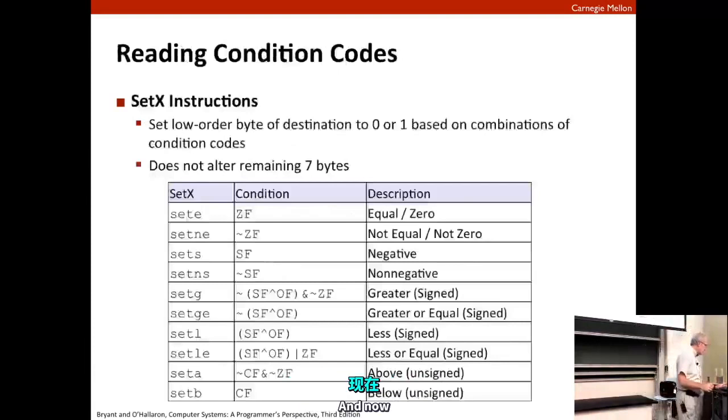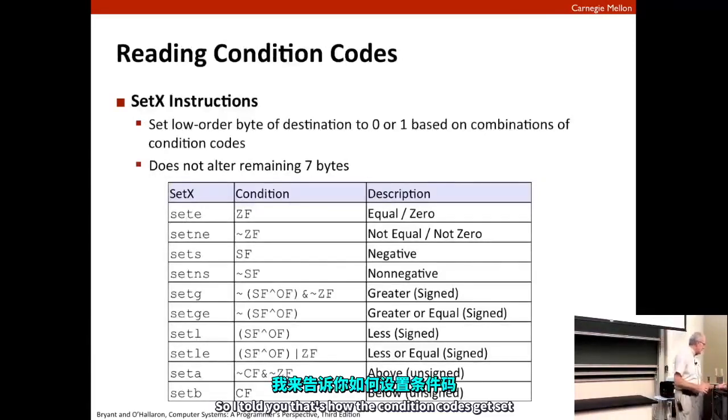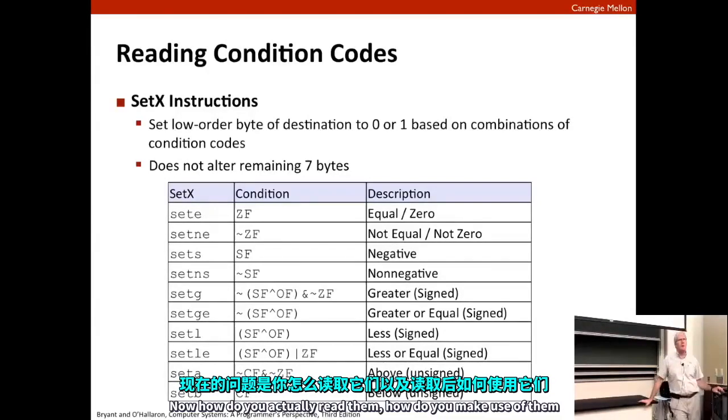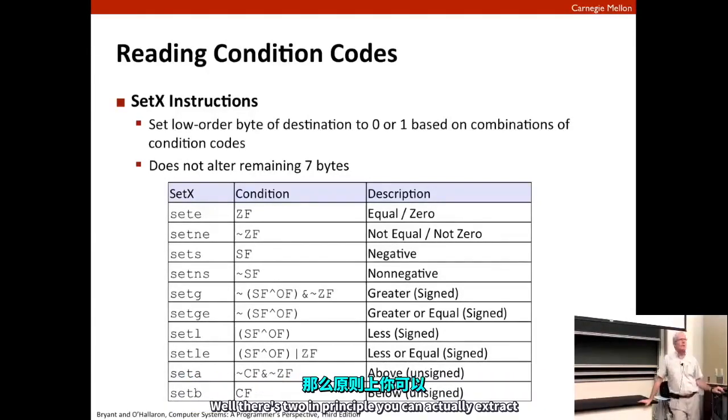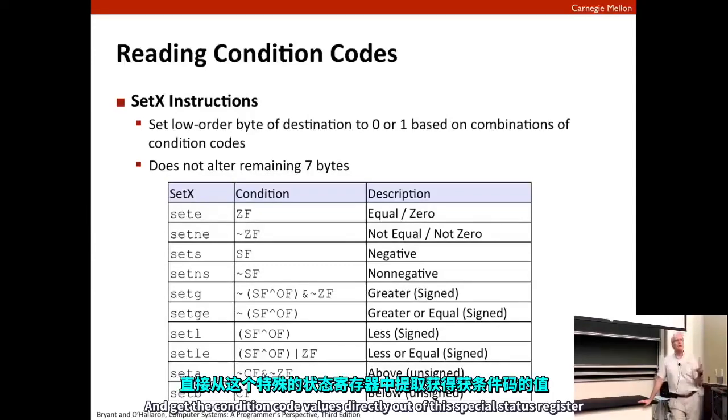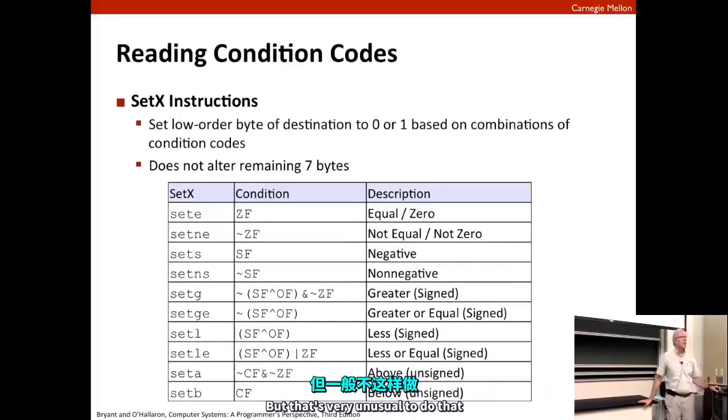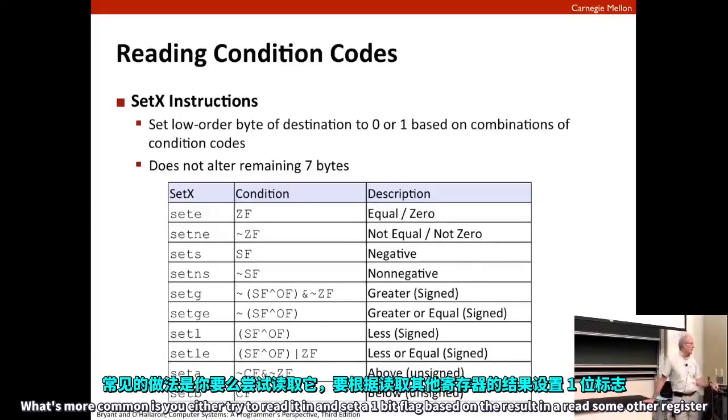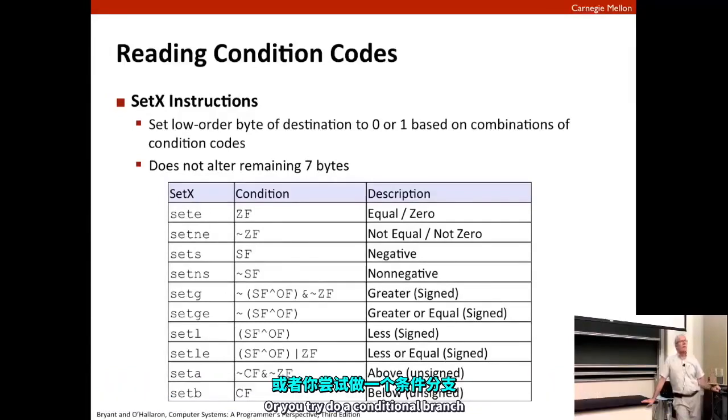So we can see these, and now, so I told you that's how the condition codes get set. Now how do you actually read them? How do you make use of them? Well, there's two. In principle, you can actually extract and get the condition code values directly out of this special status register, but that's very unusual to do. What's more common is you either try to read it and set a 1-bit flag based on the result in some other register, or you try and do a conditional branch.